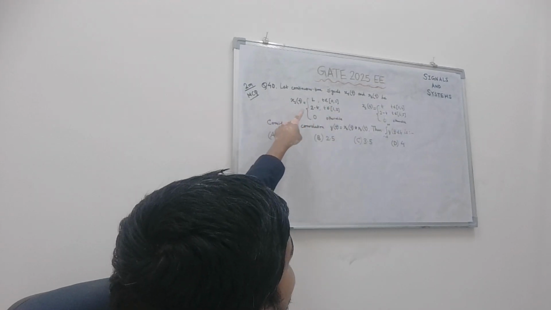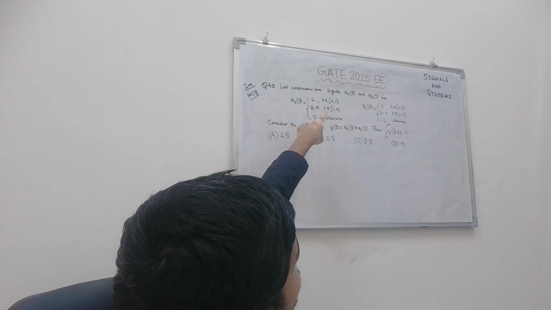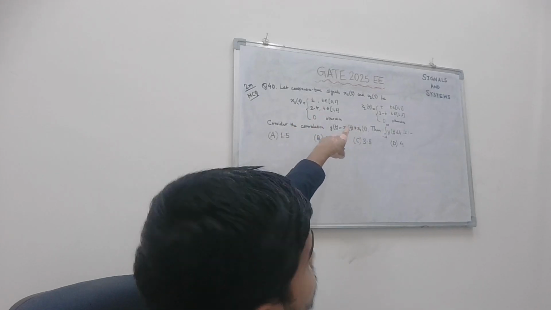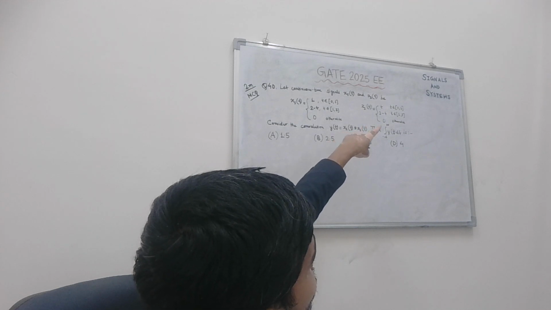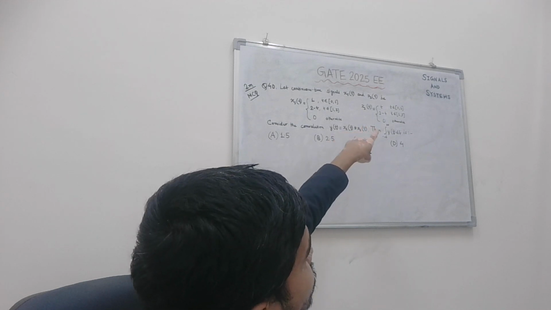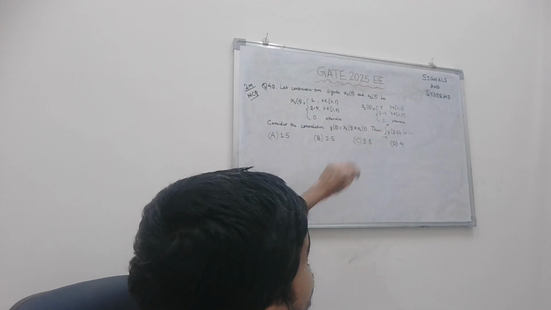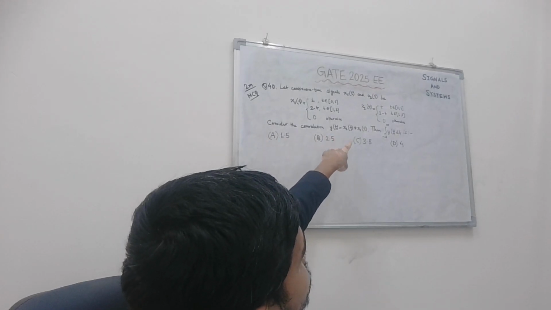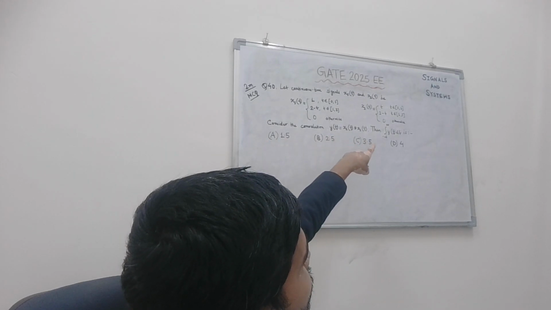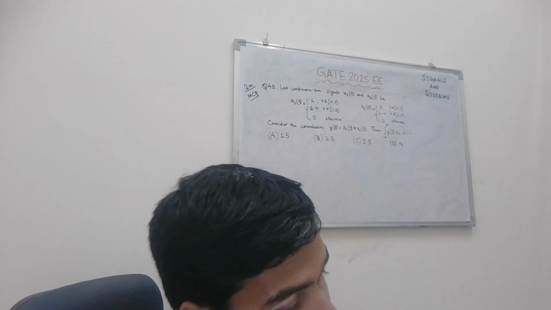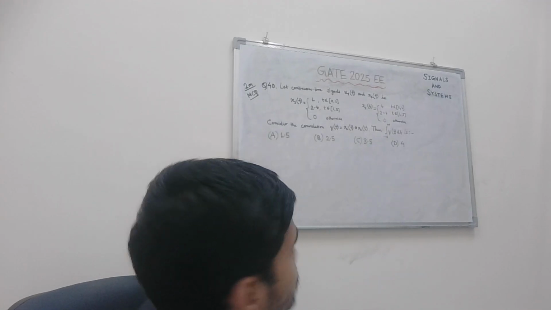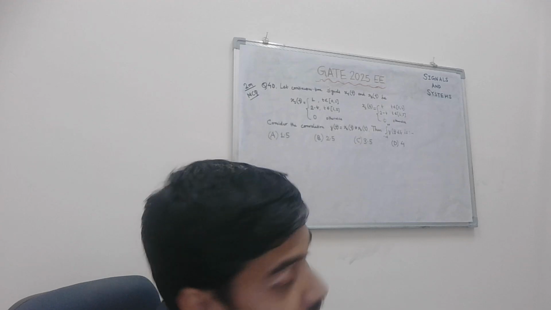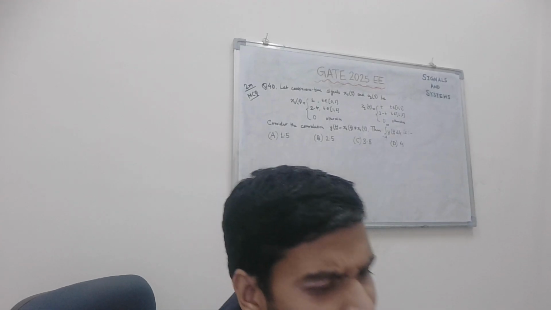x1(t) is defined as 1 for t belongs to 0 to 1, 2 minus t for t belongs to 1 to 2, 0 otherwise. x2(t) is defined as t for t belongs to 0 to 1, 2 minus t for t belongs to 1 to 2 and 0 otherwise. Consider the convolution y(t) equal to x1(t) convolution x2(t). Then integration of minus infinity to infinity y(t) dt is, the options are given as A 1.5, B 2.5, C 3.5 and D 4. Let's move on to the solution to this question.